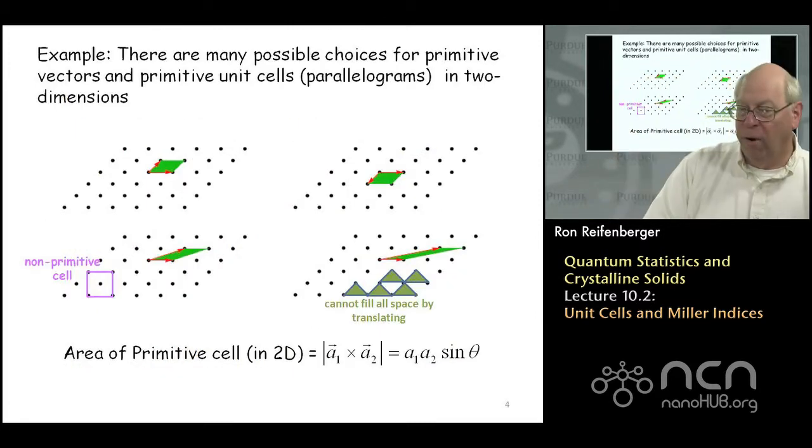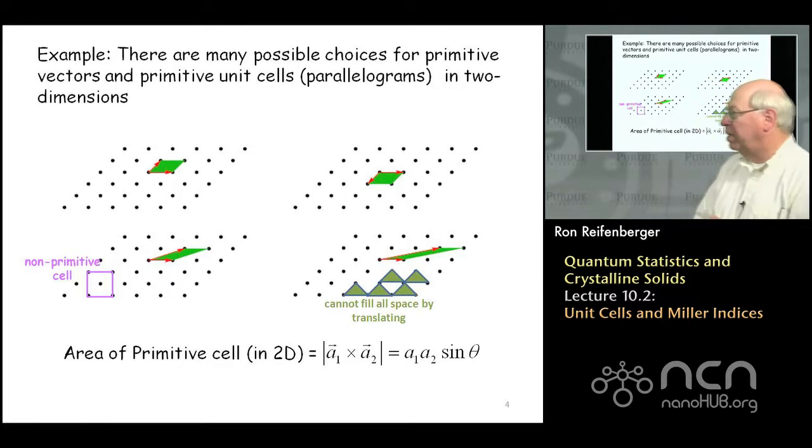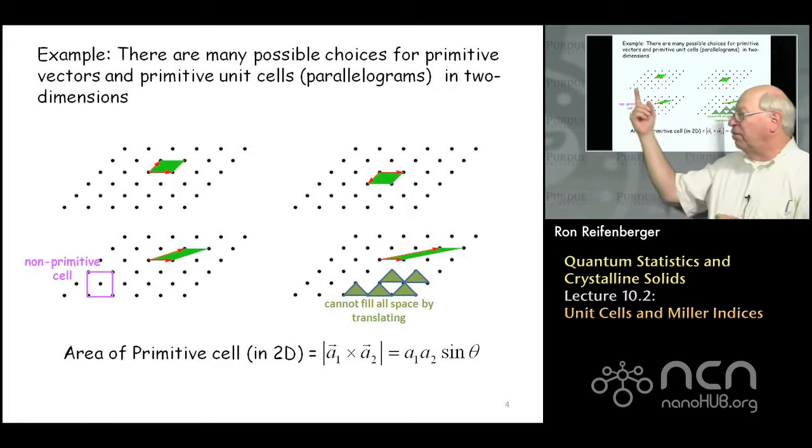So just to make the point, it's simple enough to do in two dimensions. If we have a collection of atoms that are periodic in two dimensions, as I show by these dots, I indicate in green some choices for primitive unit cells, right?